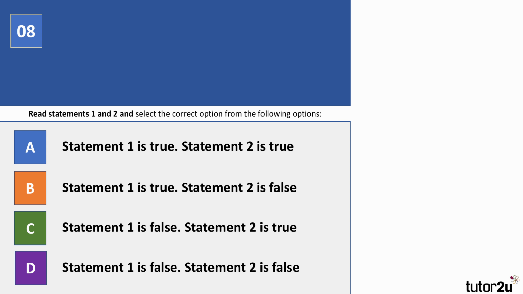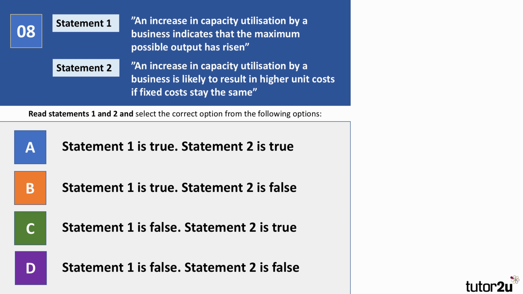Moving on to question 8. Statement 1. An increase in capacity utilisation by a business indicates that the maximum possible output has risen. Statement 2. An increase in capacity utilisation by a business is likely to result in high unit costs if fixed costs stay the same. So pause the video, think that one through carefully, and then resume the video when you've got your answer.